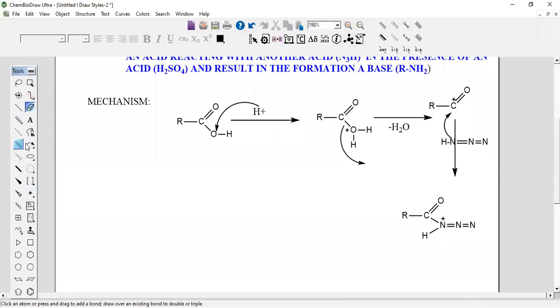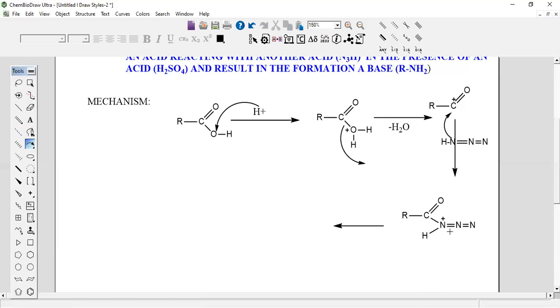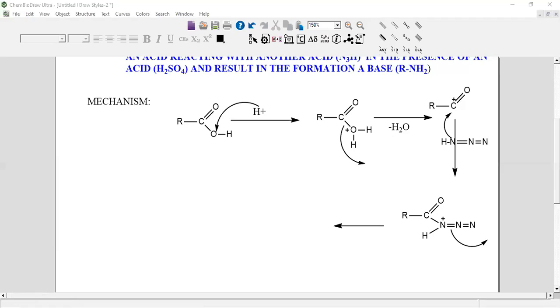Now this undergoes another change, like this. A nitrogen will be lost. This nitrogen will be lost, and this bond is shifted to the carbon, so that the alkyl group is shifted here.